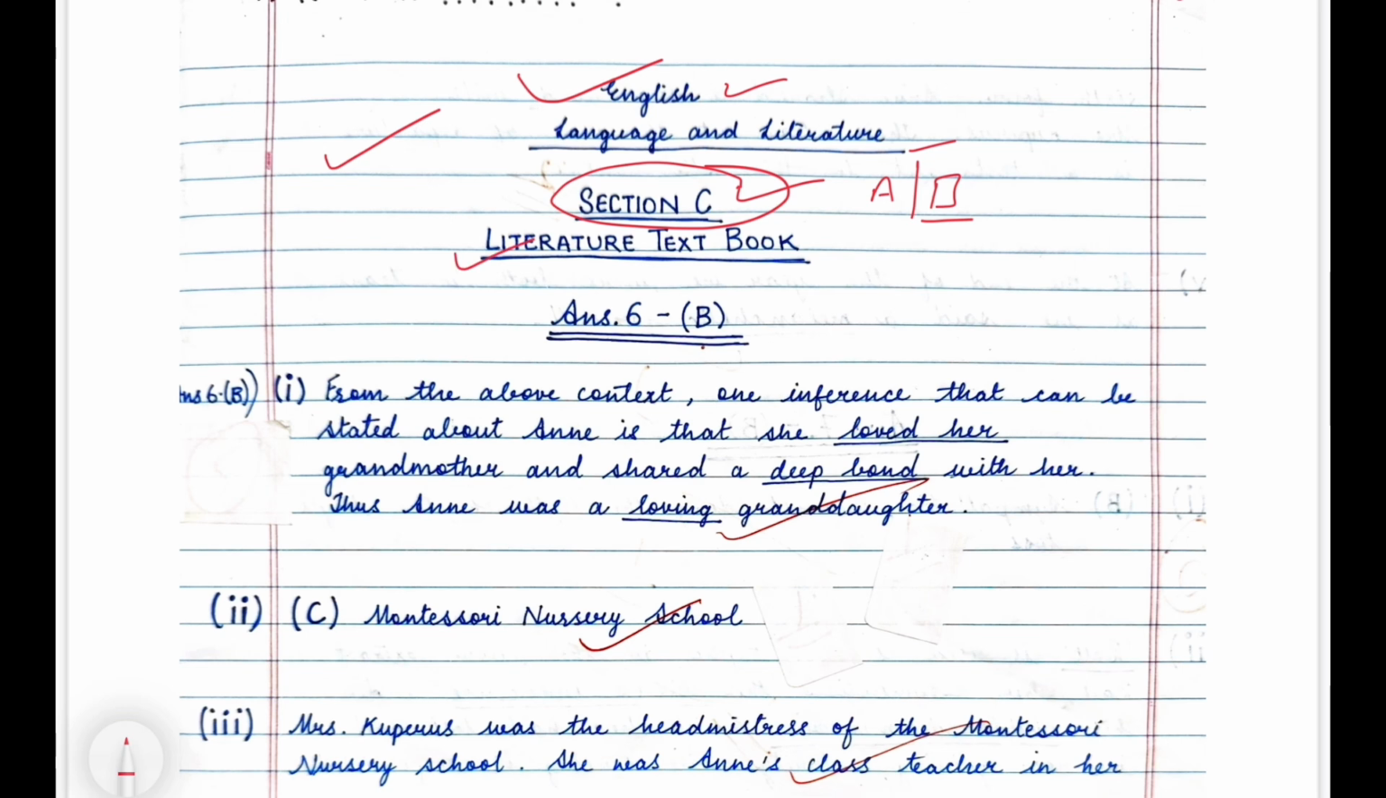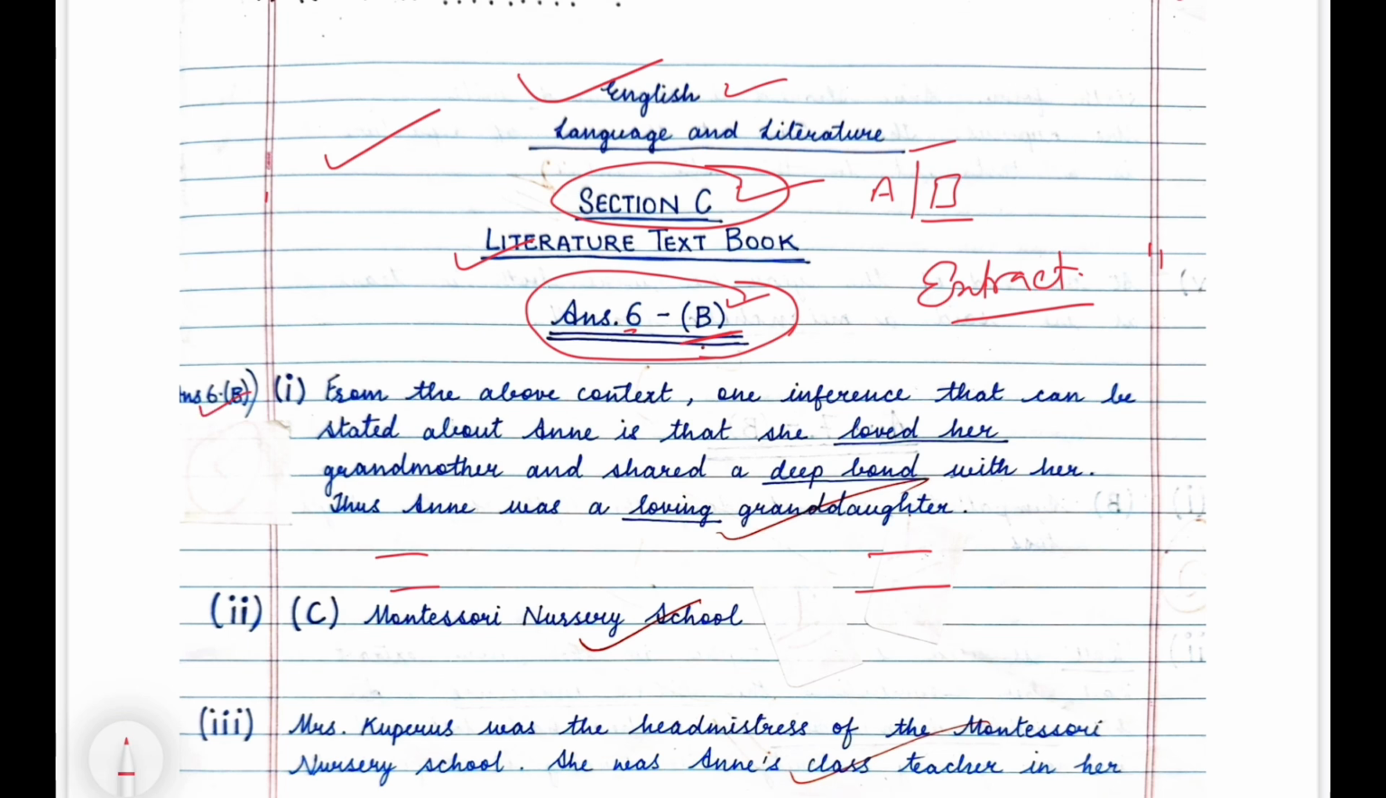Now see what she or he has mentioned. Answer number 6, that is extract based. So no need to write down the question, no need to write down the entire paragraph. You can just mention answer number 6 and which part you are attempting, A or B, that is to be mentioned carefully. So here it is answer 6B. You can see the margin lines have been utilized properly. Apart from that, one line space is left after each and every answer.